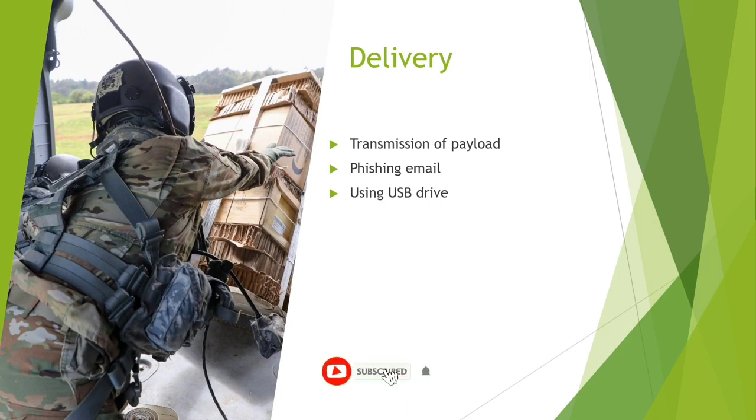So in the delivery stage, the threat actor can send a phishing email to employees of the target organization. He can distribute USB drives containing the malicious payload to employees of the target organization. He can perform attacks such as watering hole on compromised websites. He can use various hacking tools against the operating system, applications, and services of the target organization.